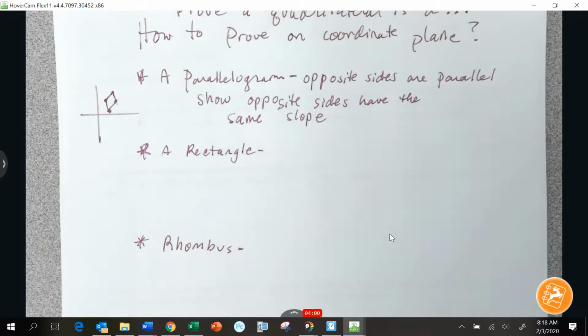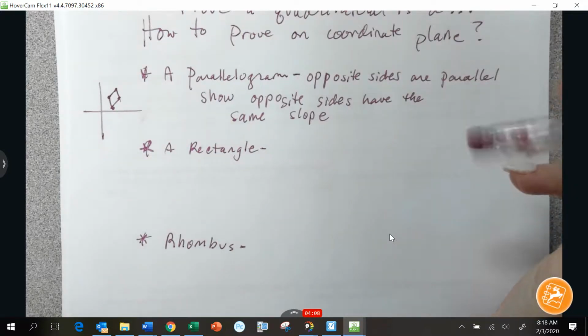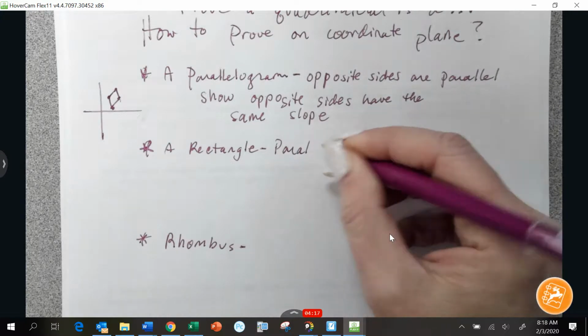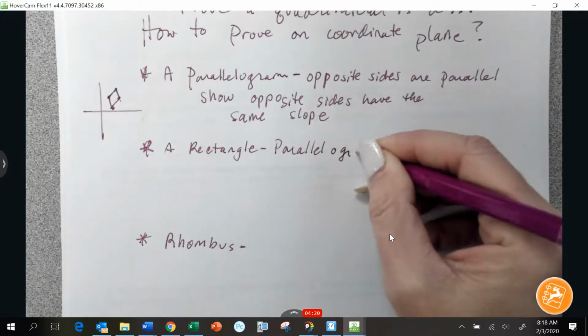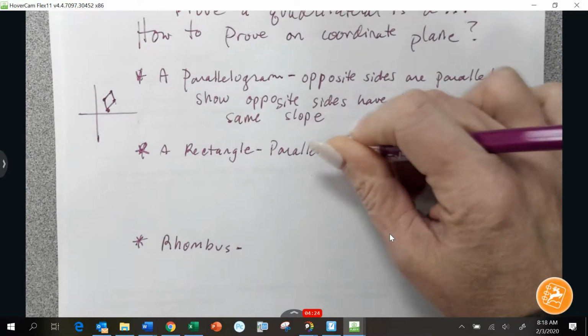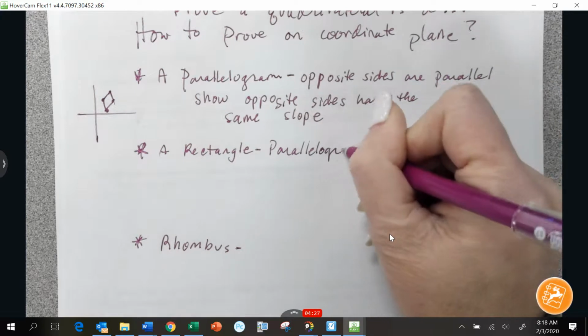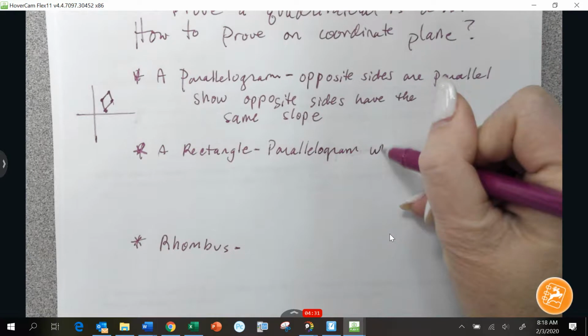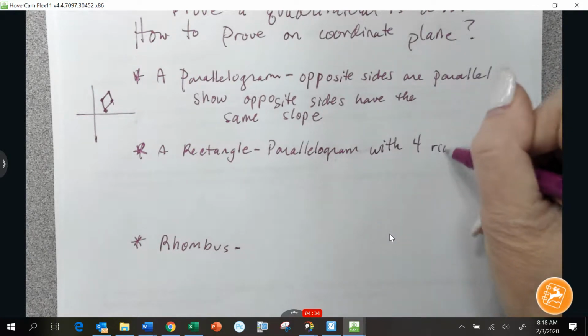All right, a rectangle. How would we know something's a rectangle? What is the definition of a rectangle? Jesse. It is the parallelogram that has 4 90-degree angles. It's a parallelogram with 4 right angles.